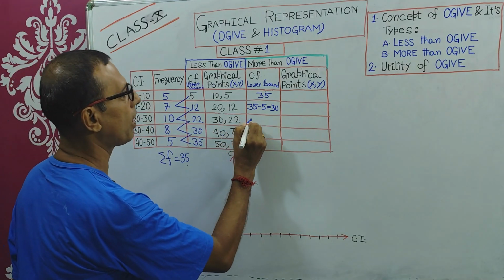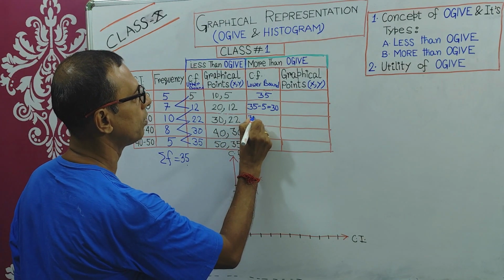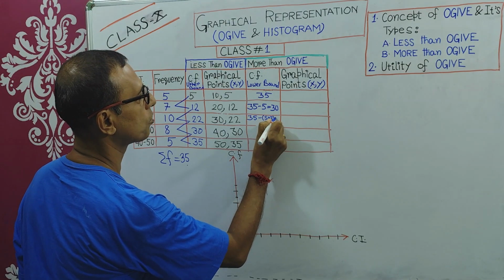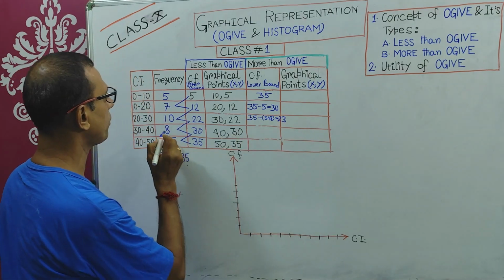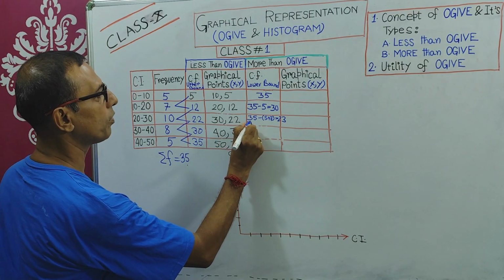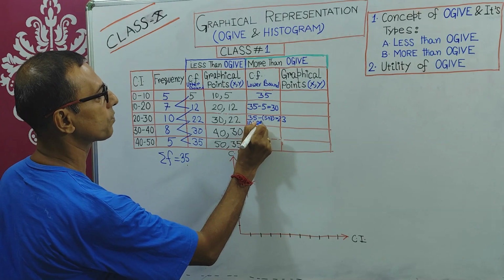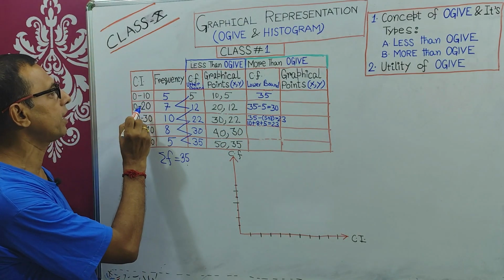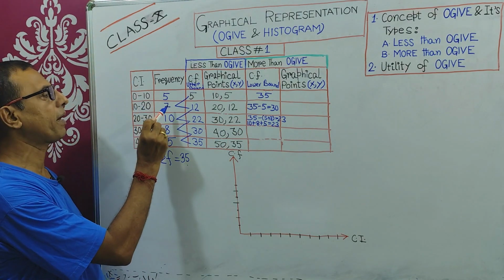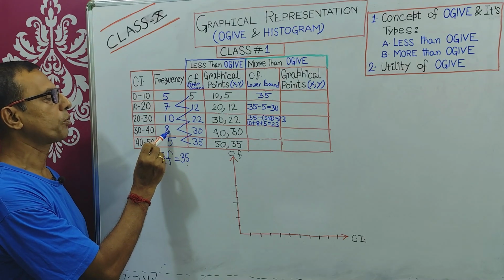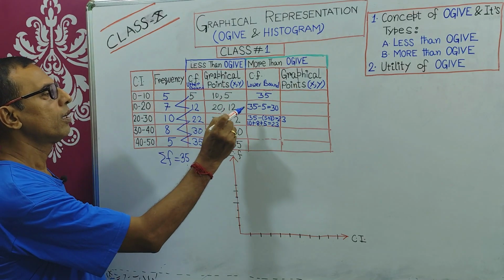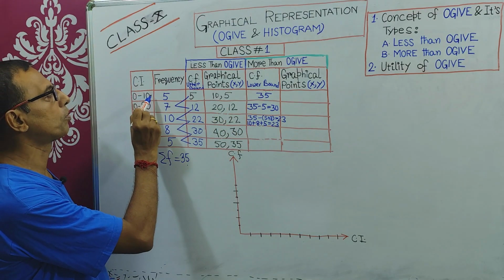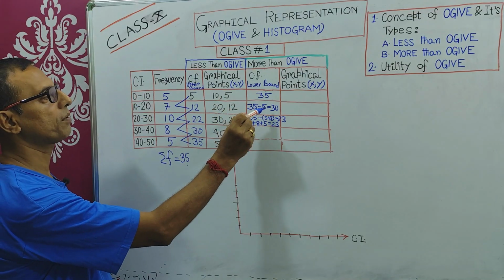So how you can do the calculation? Either you can do 35 minus 5 plus 7 equals to 23, or you can say, just I am calculating for one row, 10 plus 8 plus 5, that is equals to 23. So both ways you can do that. The same thing for 10 and above. 10 and above, either 7 plus 10, 17 plus 8, 25, 25 plus 5, 30. Or here you can do the cumulative frequency 35 minus, you will exclude below 10, that is 5. So 35 minus 5, 30.